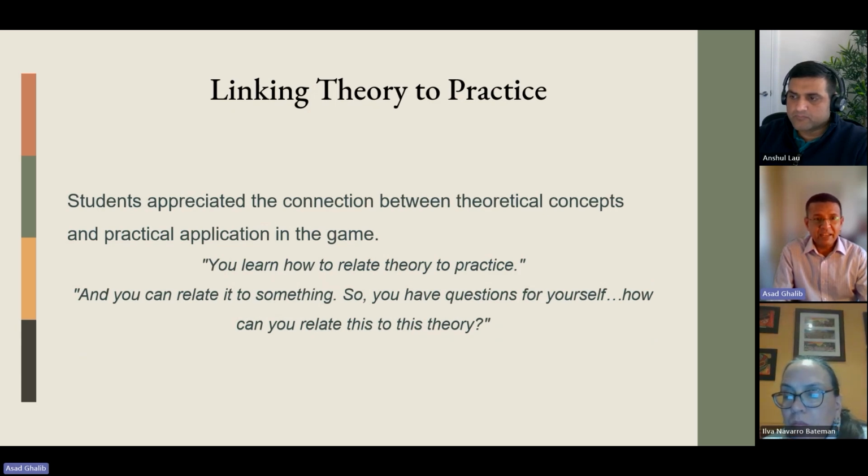Again, as I mentioned before, at the heart of this sit the theories of comparative advantage and the factor endowments theory. So they could now understand the connections between the theoretical concepts and how they are practically applied in the game.